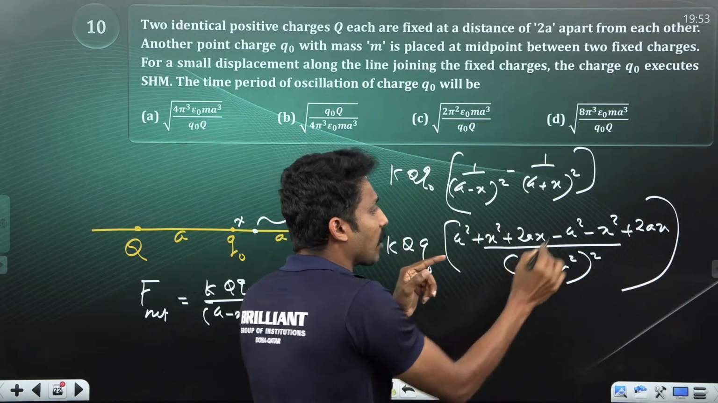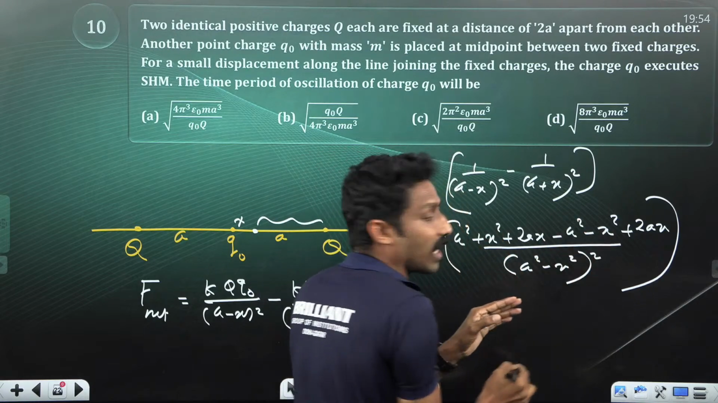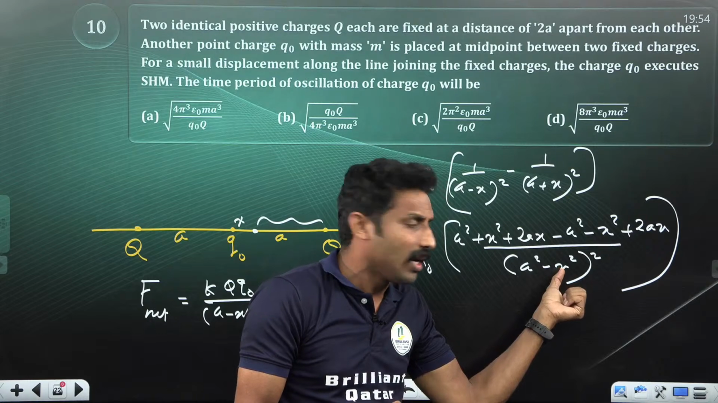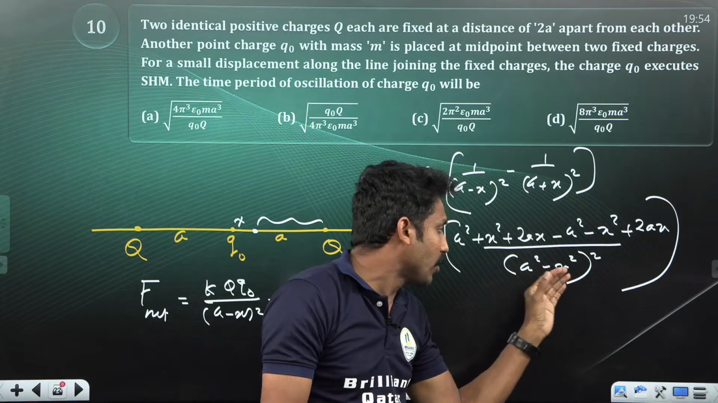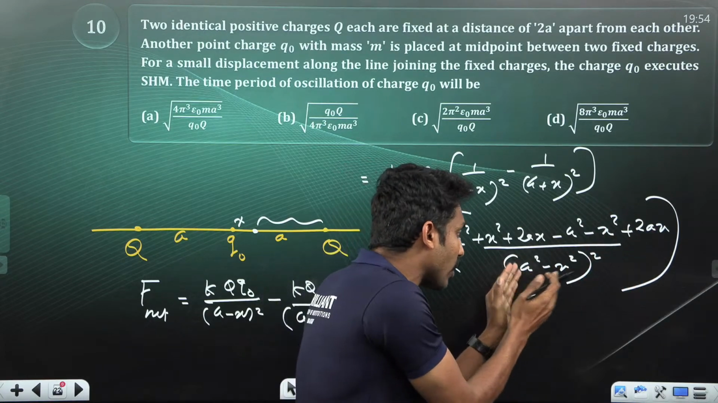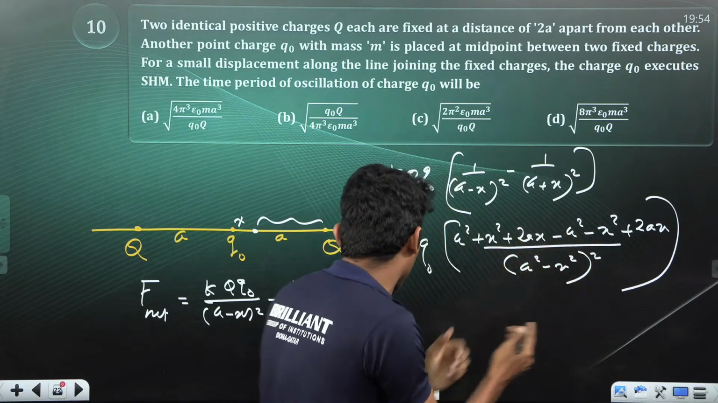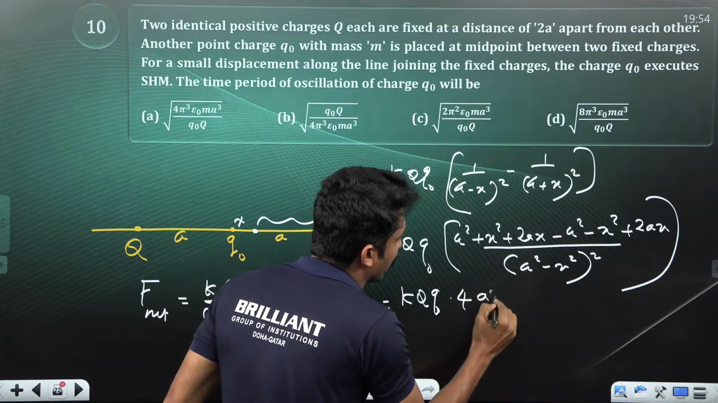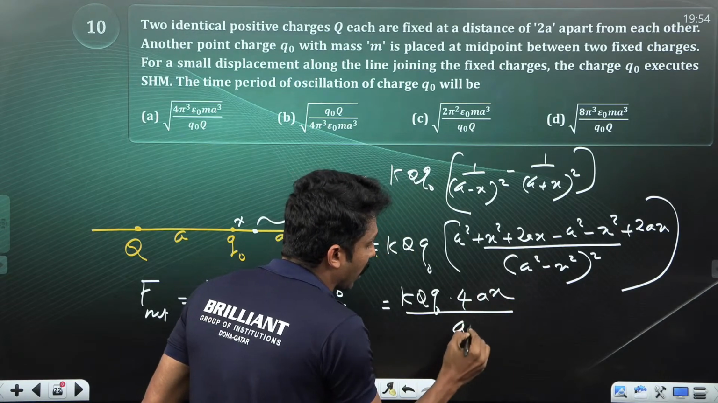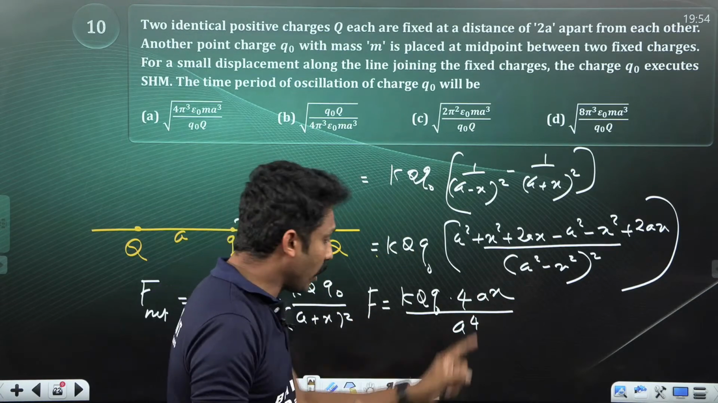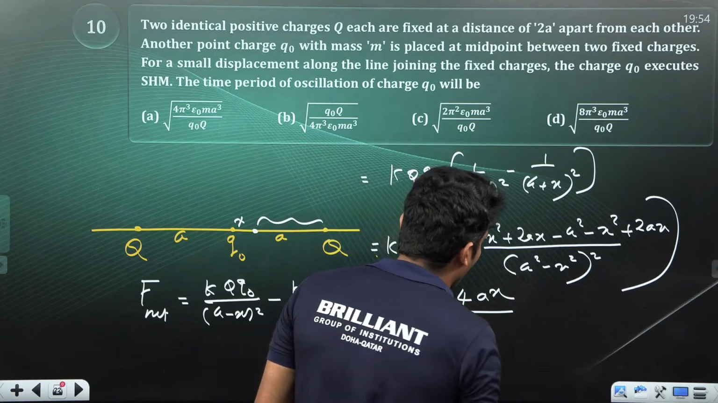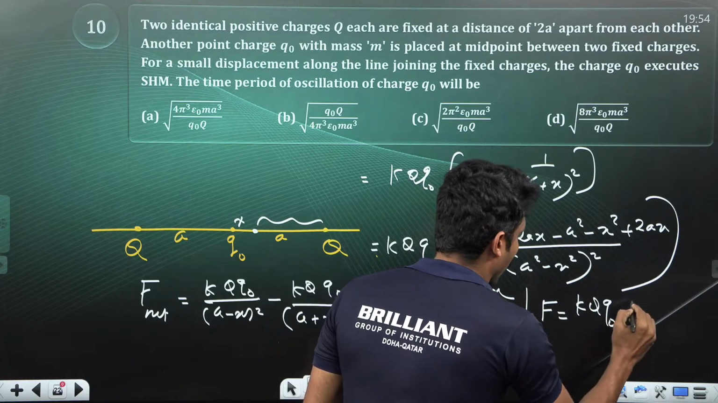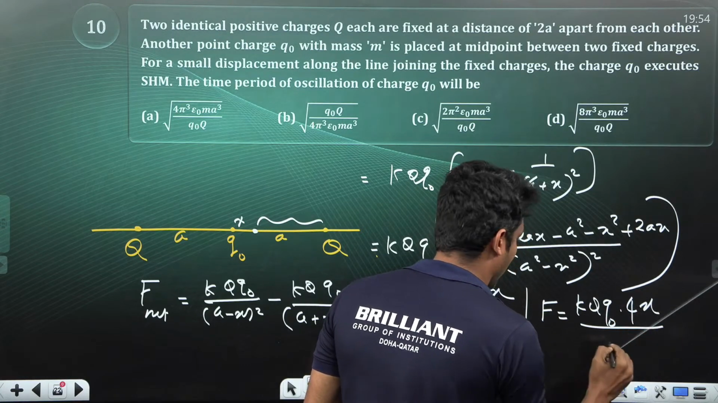Now a square minus a square cancel, x square minus x square cancel, 2ax plus 2ax is 4ax. Now considering this x square with a square, this is very small, you neglect it, then this is a square all raised to 2, that is a raised to 4. Now this is K Q Q0, and here it is 4ax in the numerator divided by a raised to 4. This is the net force. Now one a is cancelled there, then the net force F is equal to K Q Q0 into 4x divided by a cube.